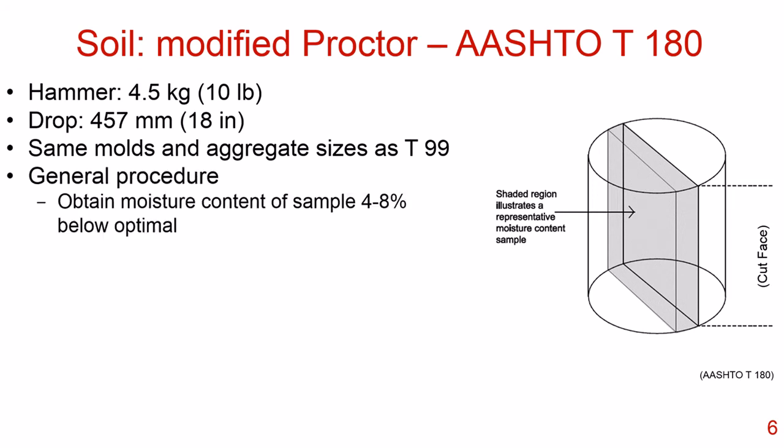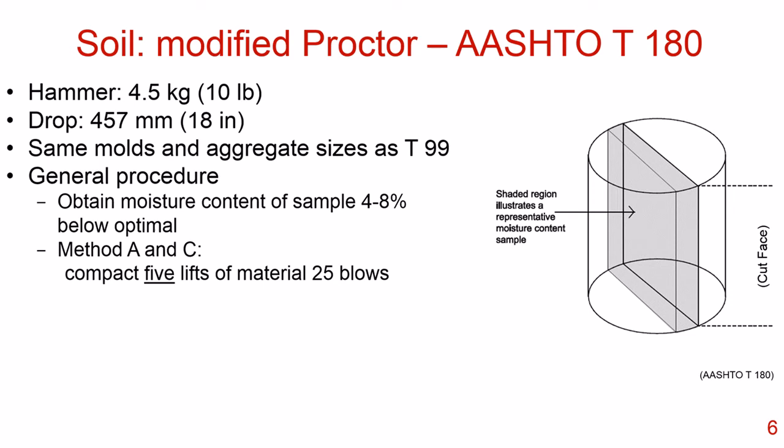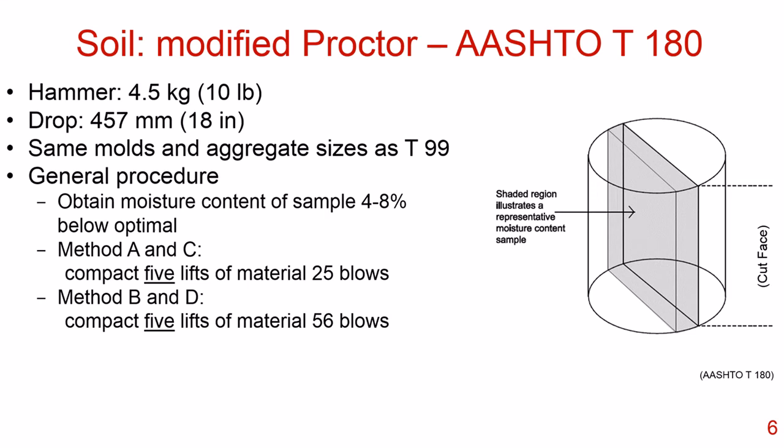You start by obtaining a sample with a moisture content 4 to 8% below the optimal. However, for methods A and C, you compact 5 lifts of material at 25 blows, whereas methods D and B, you compact 5 lifts of materials at 56 blows. So a different number of lifts, and method B and D have a different number of blows as well.